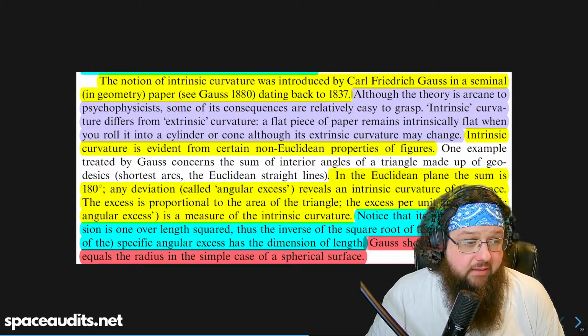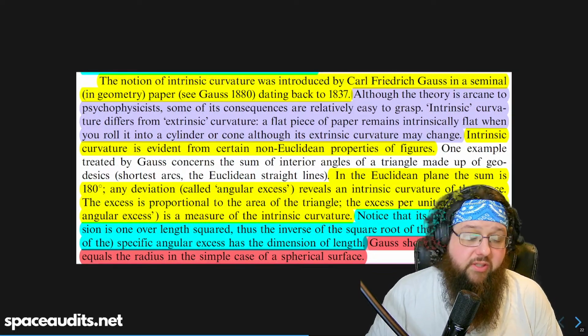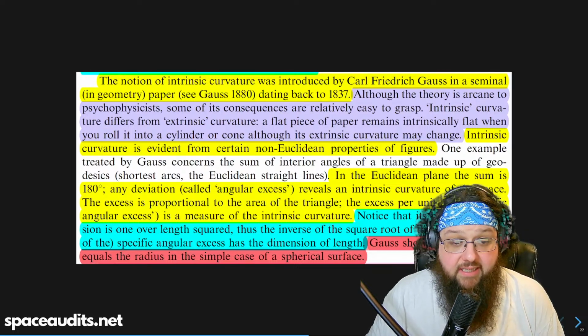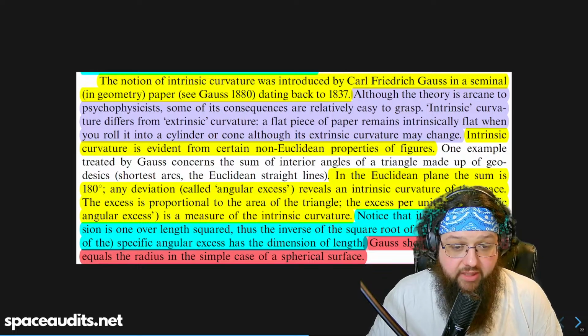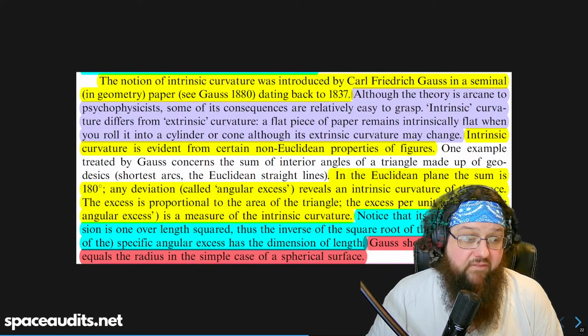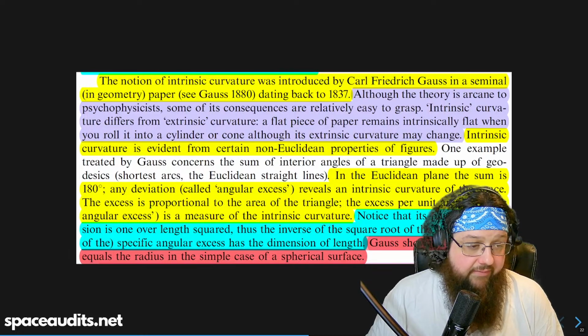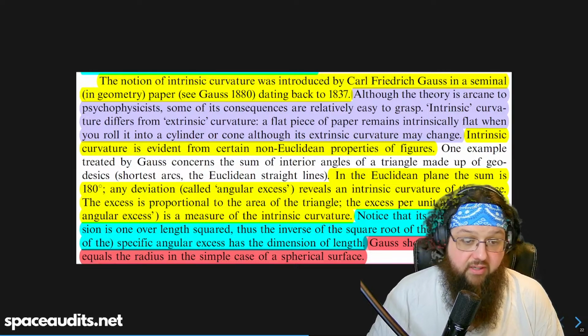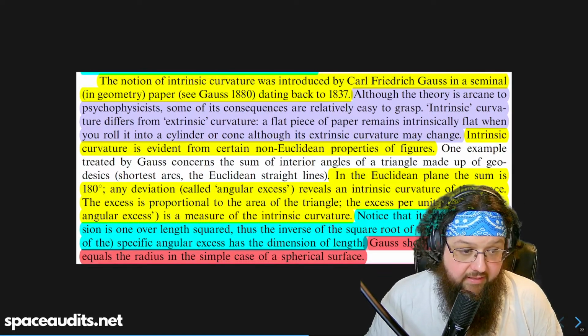In the Euclidean plane, any deviation reveals the intrinsic curvature. The excess is proportional to the area of the triangle. The excess per unit area, specific angular excess, is a measurement of the intrinsic curvature. Notice that its physical dimension is 1 over length squared, thus the inverse of the square root, which gives you the absolute value, because it could be negative or whatever. But anyway, the specific angular excess has a dimension of length. So using the absolute value of their 1 over the square root method, they get their dimension of length.